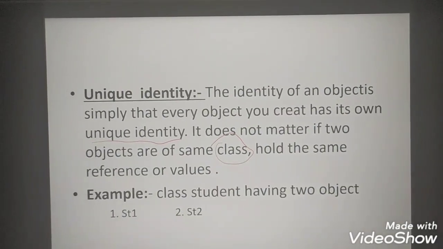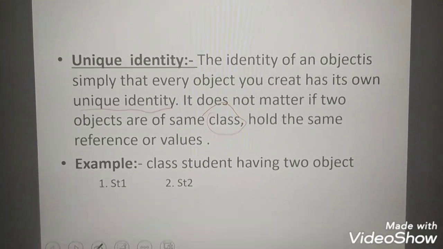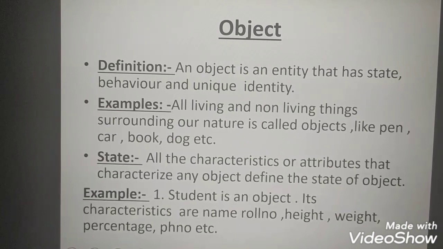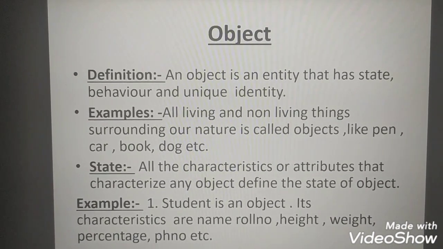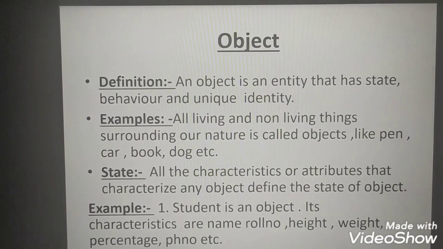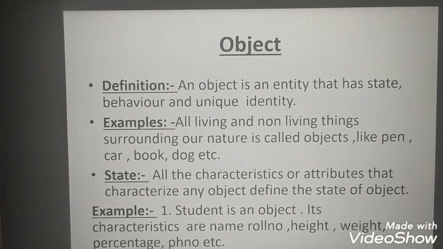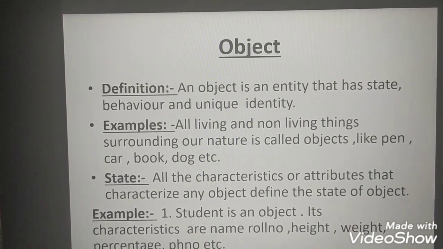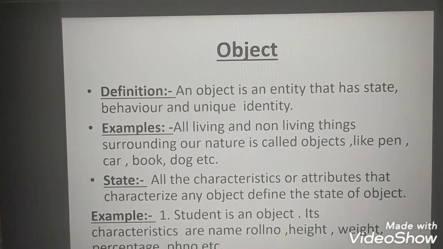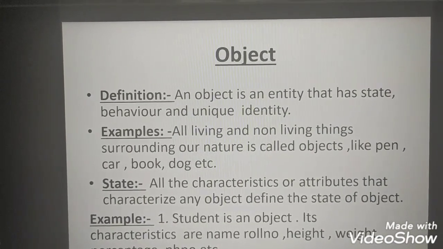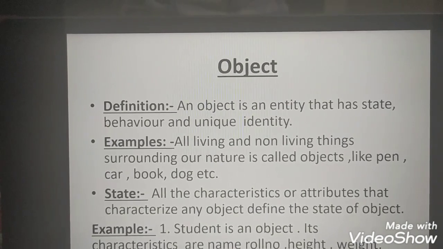So now you understood what an object is. Let's go back to the definition. An object is an entity that has a state, behavior and unique identity. State is nothing but the characteristics, attributes or the data of an object. The behavior is the activities, the functions or methods of an object, and the unique identity is the name of an object.